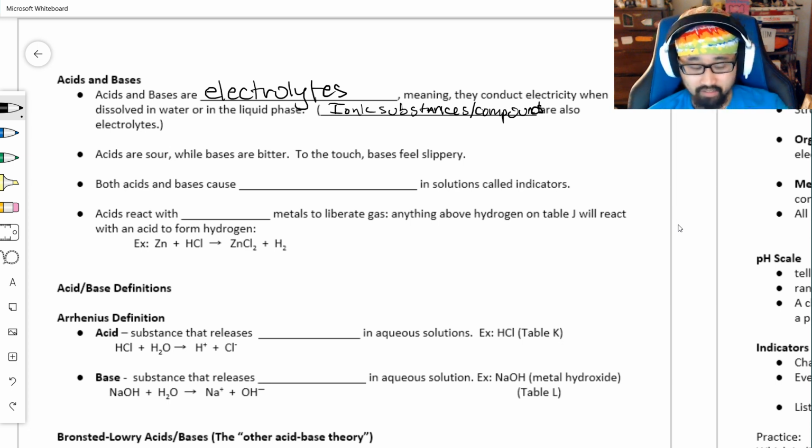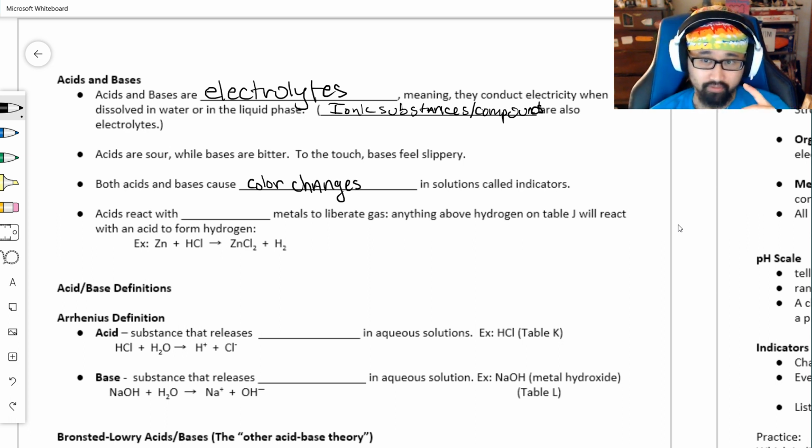But yeah, the things that we'll use commonly are weak versions of acids and weak versions of bases. Both acids and bases can cause color changes in solutions called indicators, and I'll get to indicators in a moment. They're also on the reference table. If you stuck on page 6 and looked in that bottom left corner, you would see a list of indicators, which I will talk about on the next page.